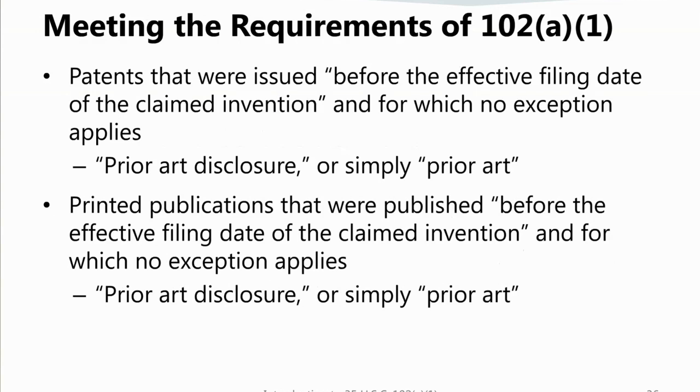Any patent or printed publication that was respectively patented or published before the effective filing date of the claimed invention would be considered meeting the requirements of 35 U.S.C. Section 102(a)(1) relative to the claimed invention. While such documents might be called merely prior art in a discussion, you might also hear them referred to as prior art disclosures or some similar phraseology.